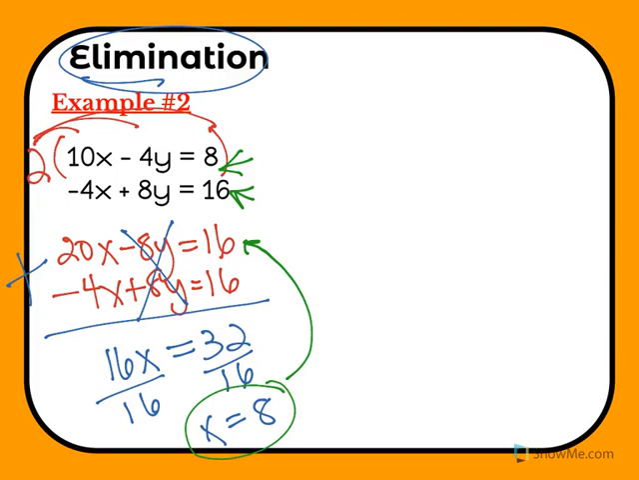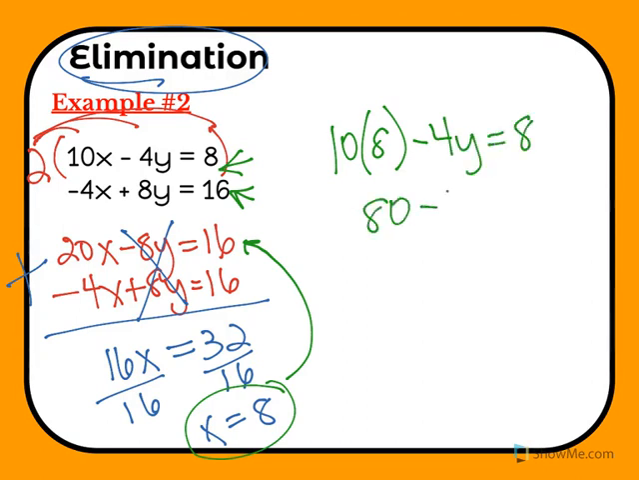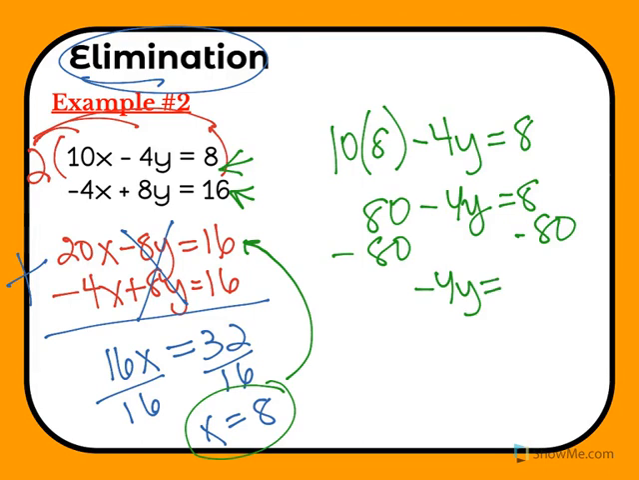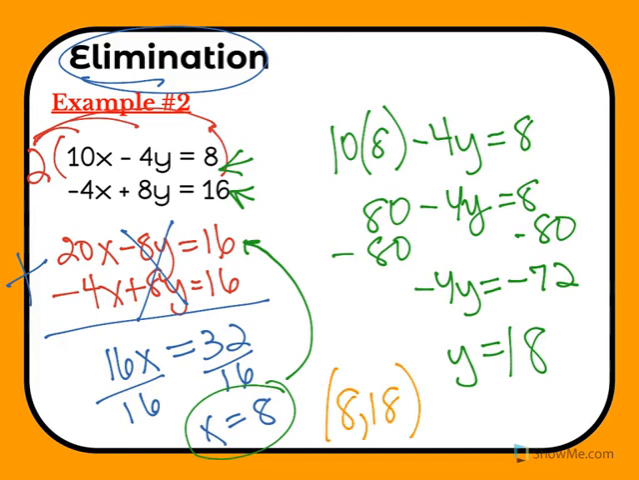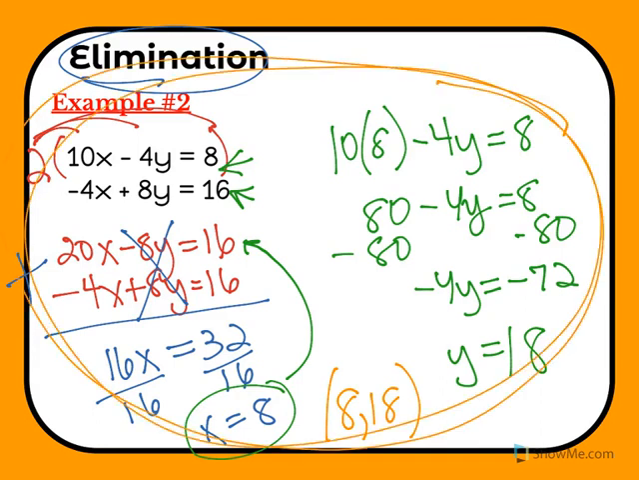Let's just do the first one. So 10 times 8 minus 4y equals 8. That's 80 minus 4y equals 8. Subtract 80. Negative 4y equals negative 72. Y equals 18. Negative divided by negative is positive, so that's why it's positive. So our answer is the point (8, 18). Again, all that work needs to be shown on your assignment today.